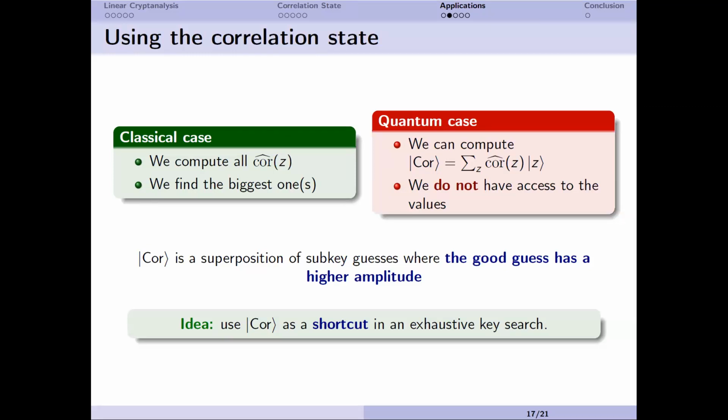But still, you can use the fact that in this superposition of guesses of a subkey, the good one has a higher amplitude. Because of course, it's supposed to have a higher correlation, because there is a linear approximation that we're exploiting. So here is the idea of how to exploit this: to use this state as what I call shortcuts in a quantum exhaustive search.